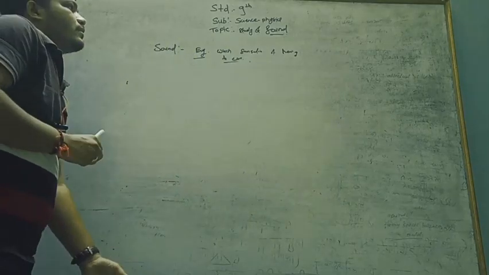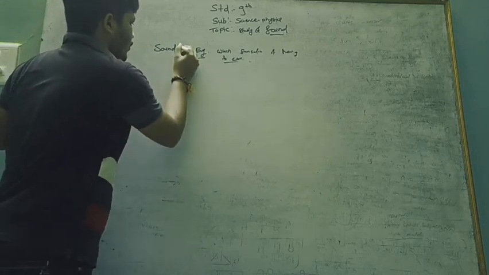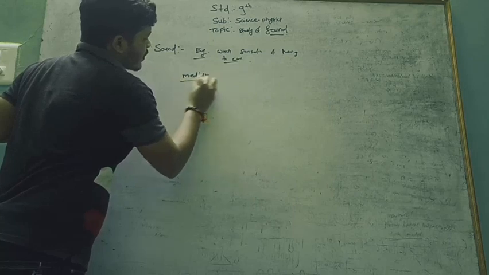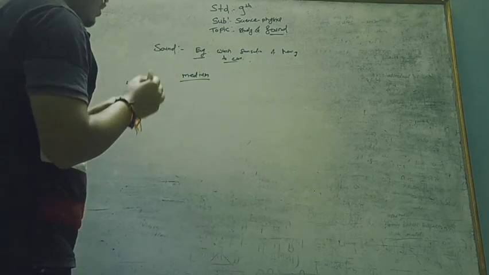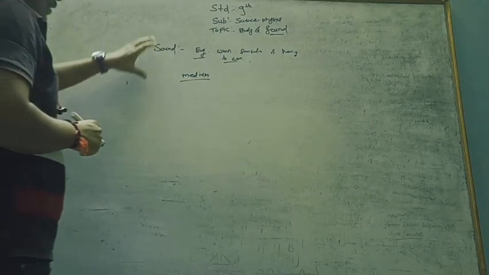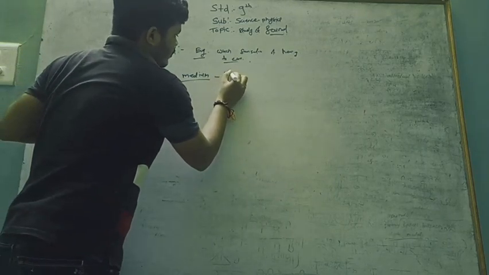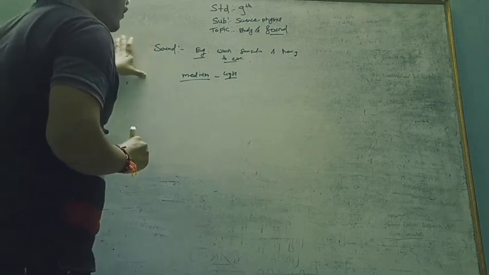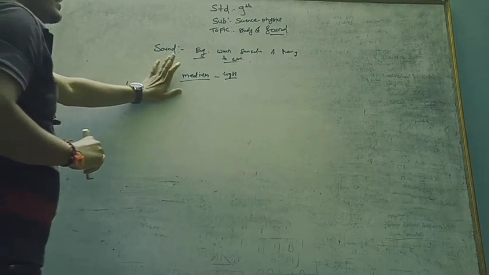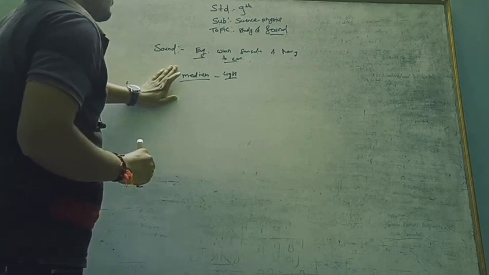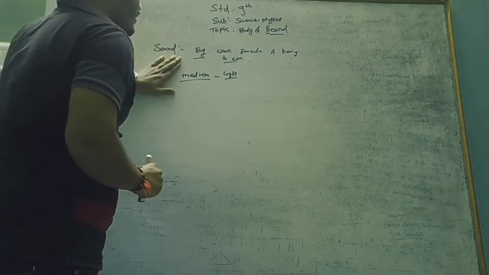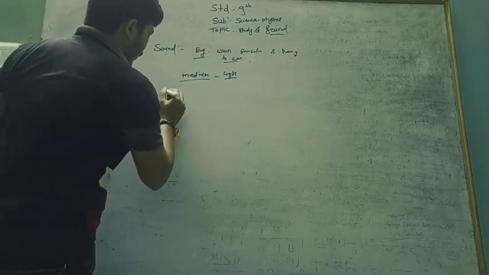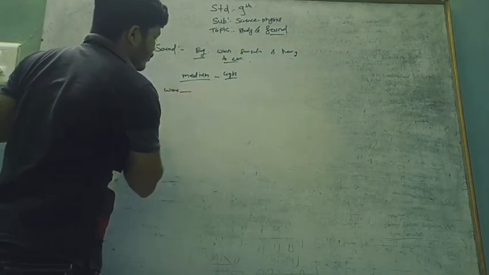What is the main property of sound? It requires a medium for propagation, meaning sound requires a specific medium to propagate. As you know, light can pass through a vacuum, but for the propagation of sound we require a medium. The medium is necessary for the propagation of sound. We have also studied the transverse wave and the longitudinal wave.